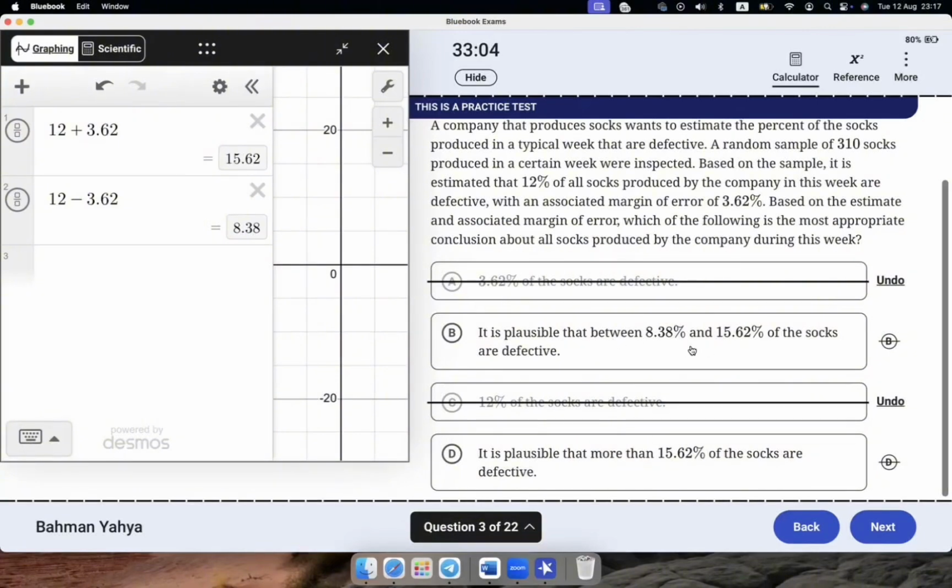It's plausible that it's between this. We said the margin of error is what? In that interval, we call it the confidence interval. It's plausible that it's between that interval.